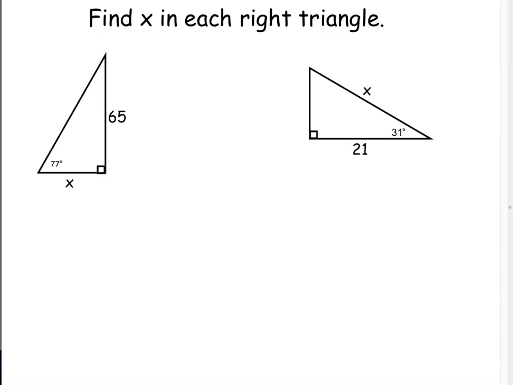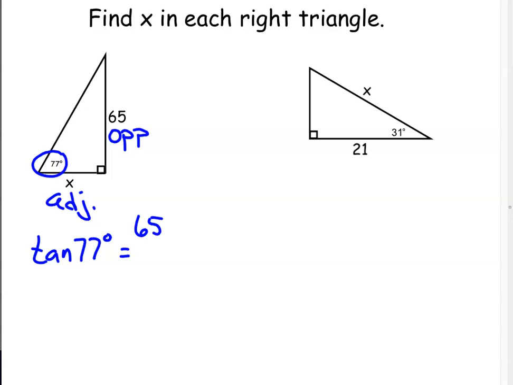All right, let's label our sides. If we're working with this angle 77, what do I call the side labeled x? Okay, adjacent. What's the side labeled 65? Opposite. And so which trig function uses opposite and adjacent? Tangent. So we can say the tangent of 77 degrees equals opposite, which is 65, divided by adjacent, which is x.